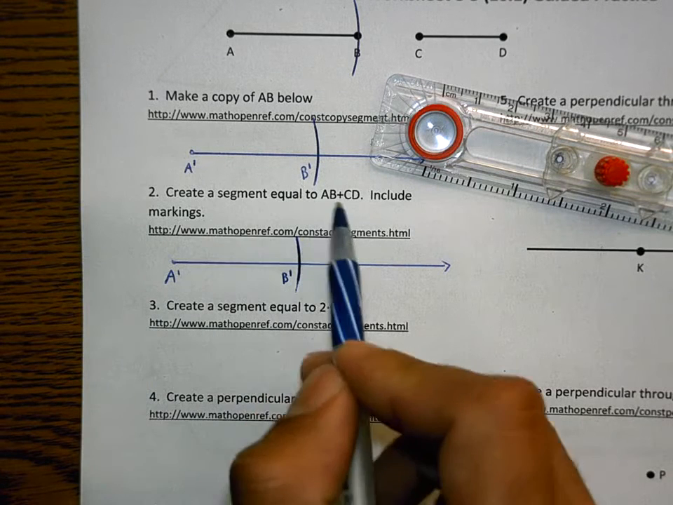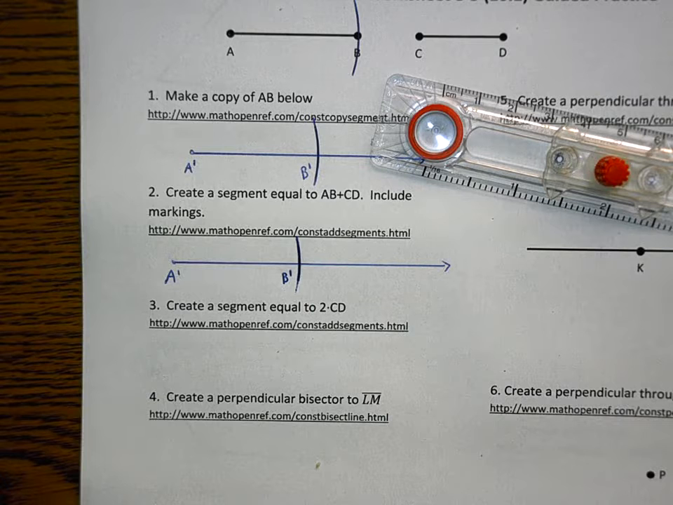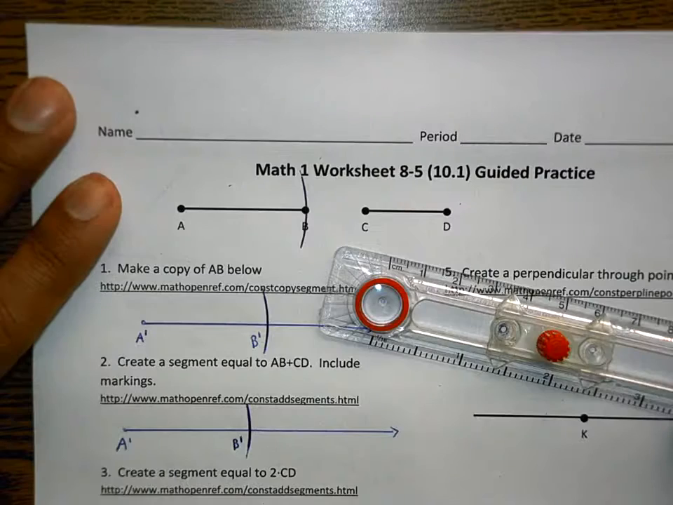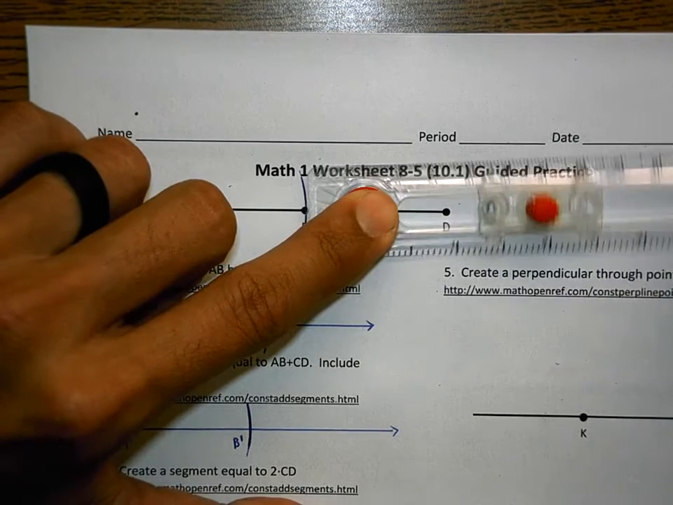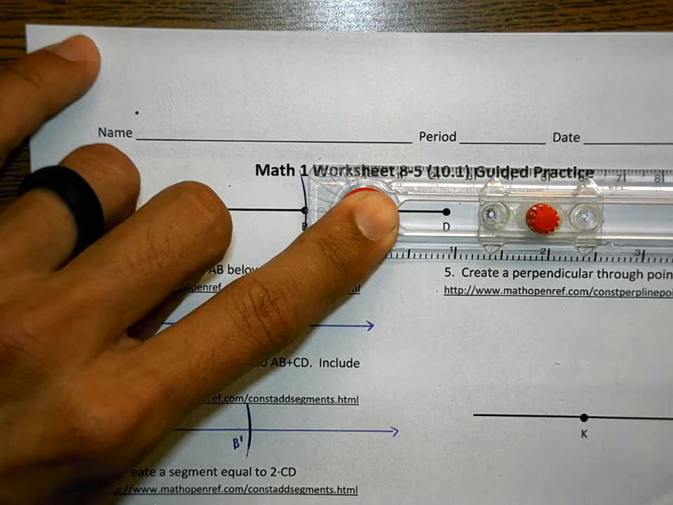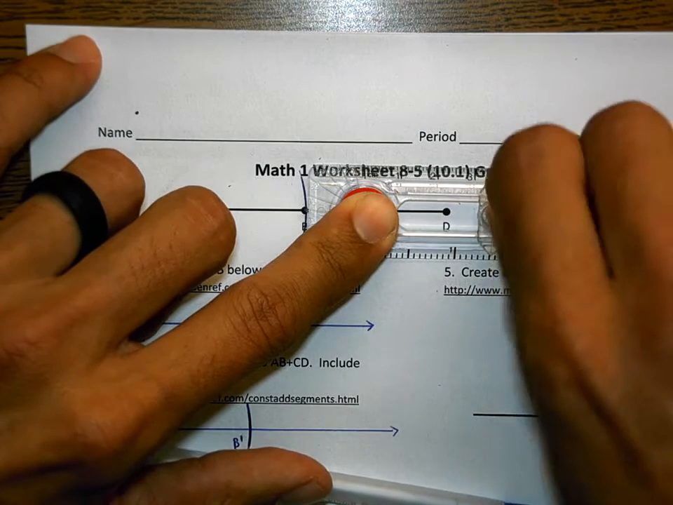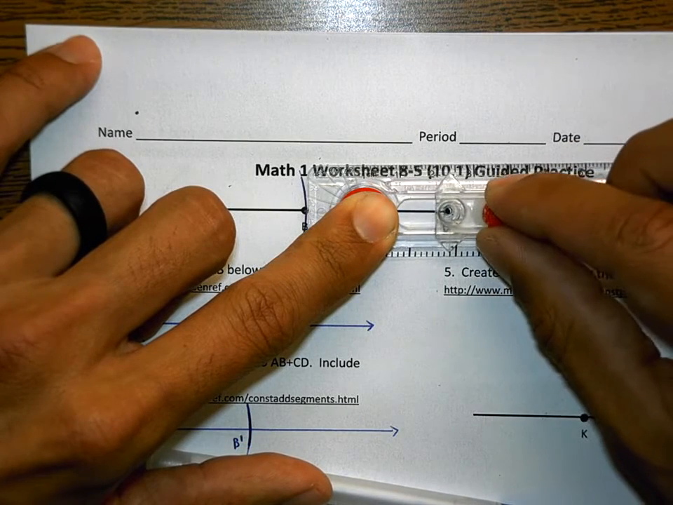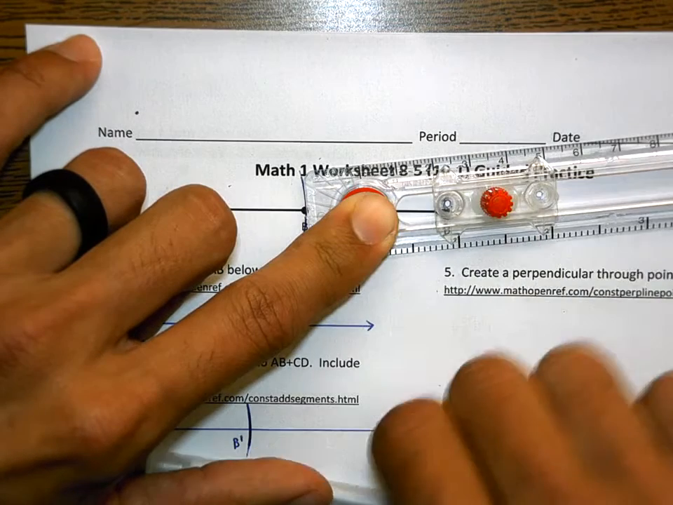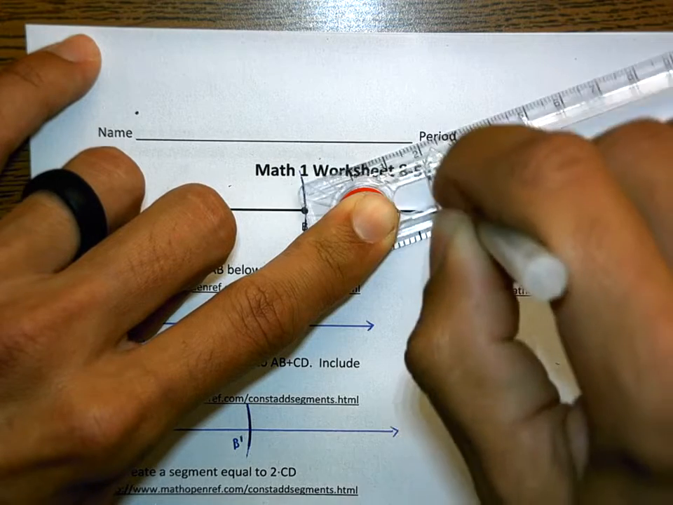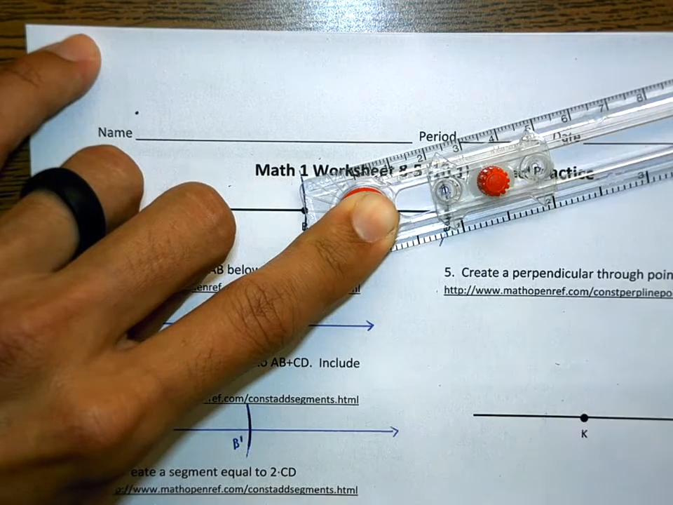Create a segment equal to AB plus CD. Well, I have AB. What do I need to do next? Where do I put my bullseye next? On C. So I put a bullseye on C. But my holder's way too far away. What do I got to do next? Loosen it and change it. Adjust your slider until the holder is directly over point D, and then tighten it up. So simple. I love it. This is math? Yes, it is. It's math.